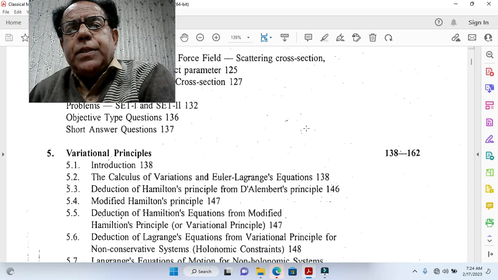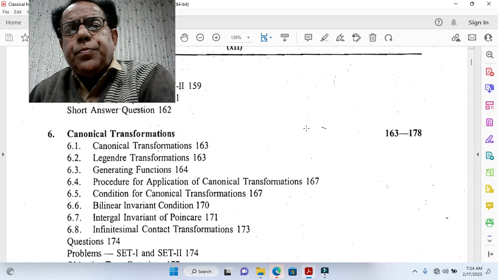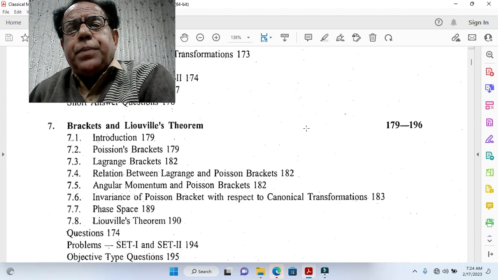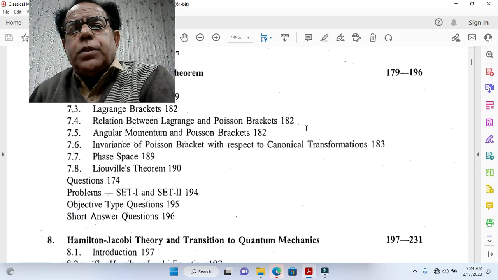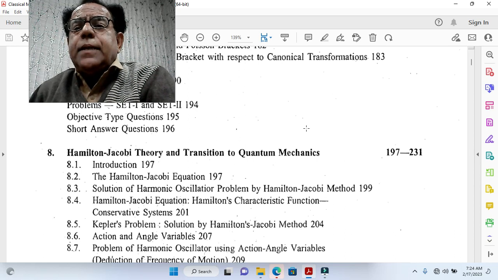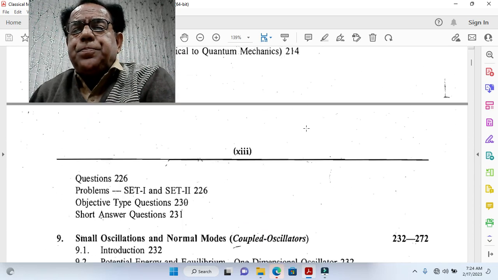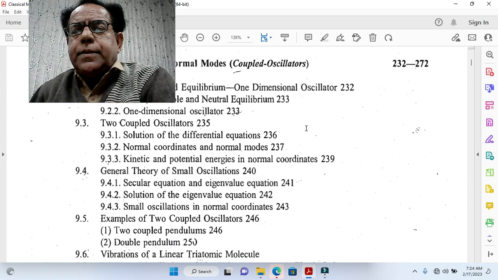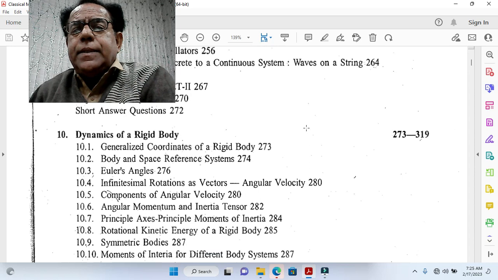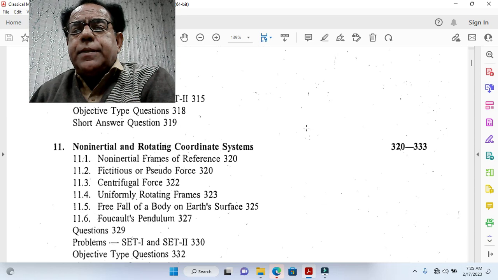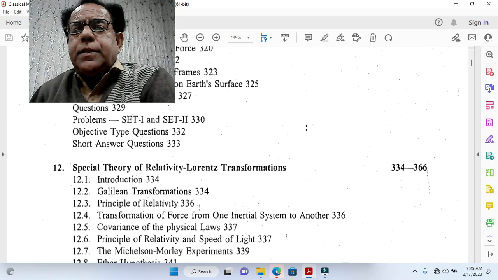Chapter number 5, variational principles. Chapter number 6, canonical transformations. Chapter number 7, brackets and Liouville's theorem. Chapter number 8, Hamilton-Jacobi theory and transition to quantum mechanics. Chapter number 9, small oscillations and normal modes, coupled oscillators. Chapter number 10 is dynamics of a rigid body. Chapter number 11 is non-inertial and rotating coordinate systems.